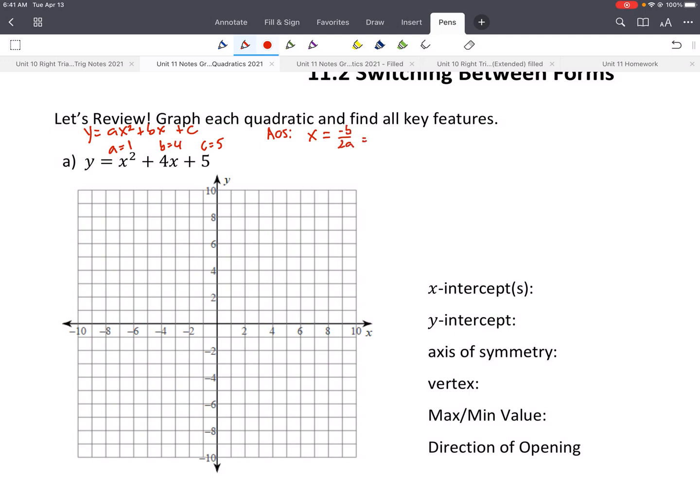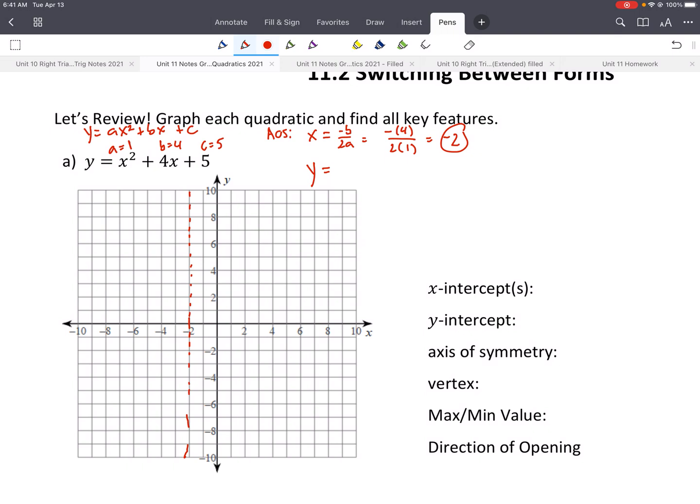And we substitute what A and B are. So that's negative, and we put 4. And we divide it by 2 times A, which is 1. So we'd get negative 4 over 2, which gives us negative 2. So our axis of symmetry is right here. So that's half of the way. We have our x. This is our x for our vertex. We need to find the y for our vertex.